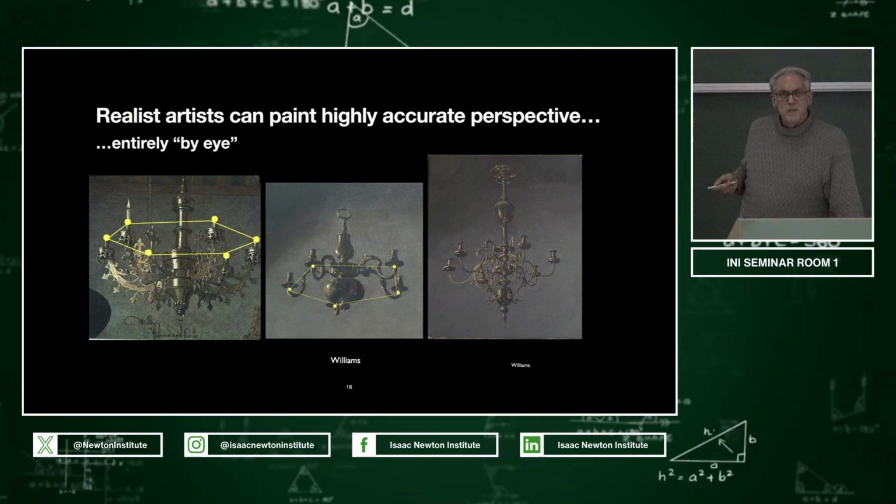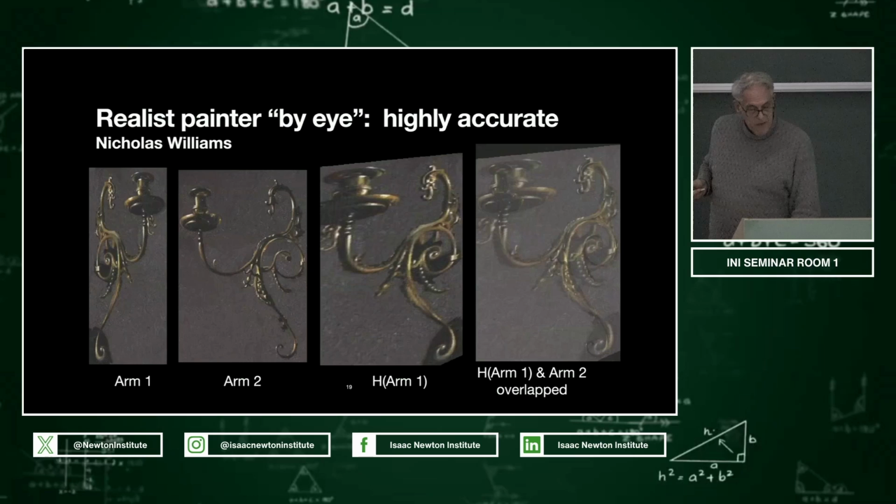You can't tell whether it's in proper perspective. I can't either. It's hanging over my bed at home. But now we can use Criminisi's method. So here's one of those arms segmented out. Here's another arm segmented out. And you do a homography.